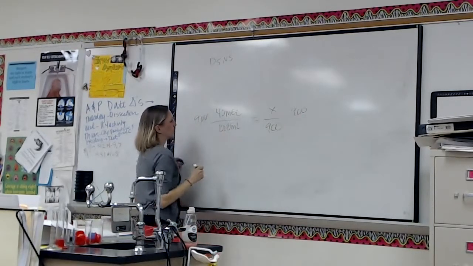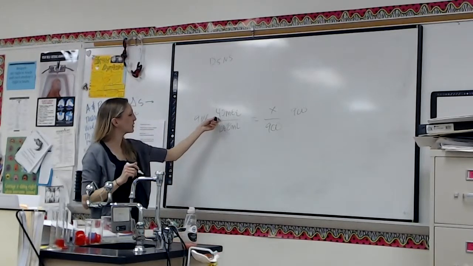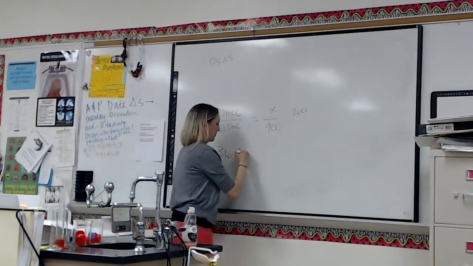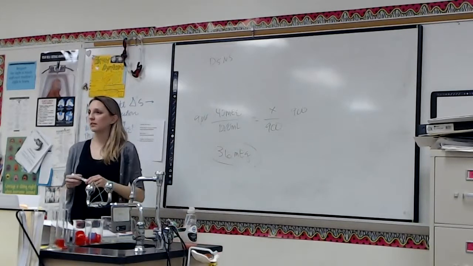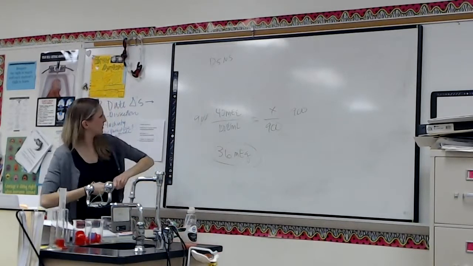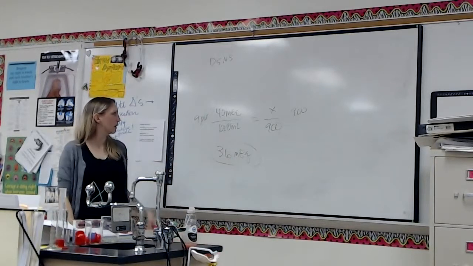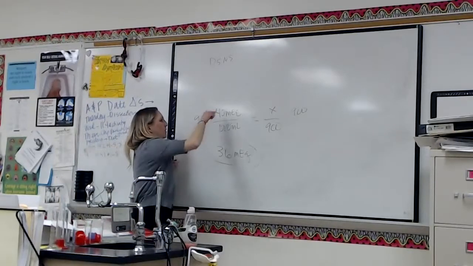I'm not going to trust my math today. 36 milliequivalents is what they got. Right, 9 times 4 is 36. Actually 9 times 40 is 360, divided by 10. Just get rid of that 0 right there.